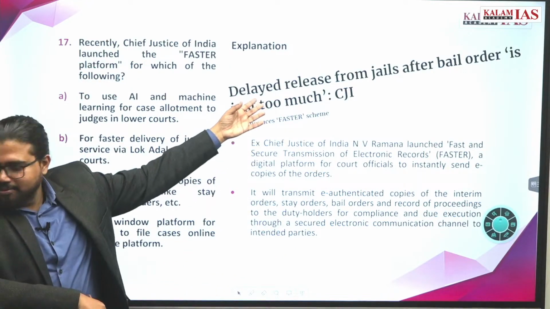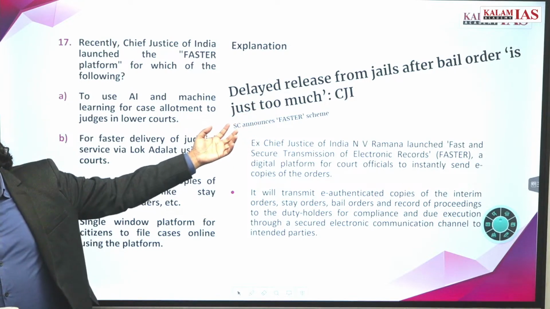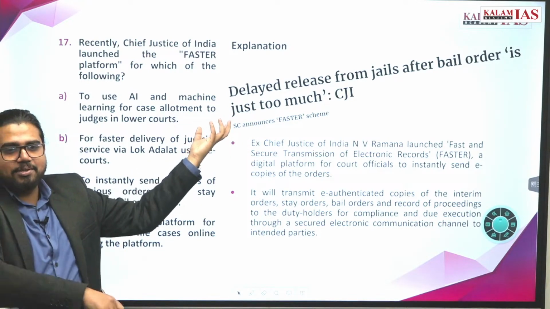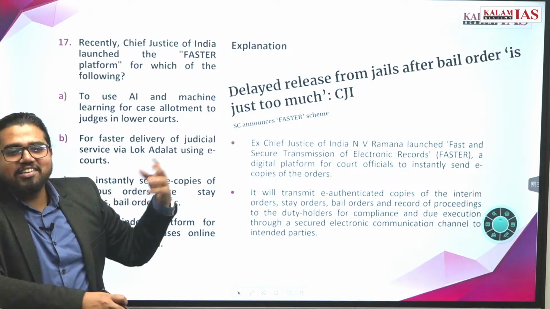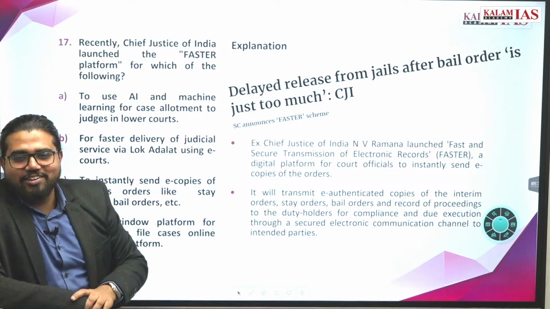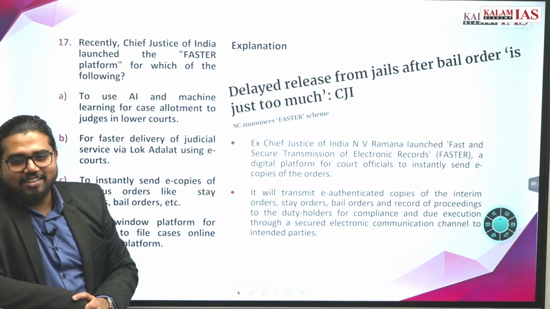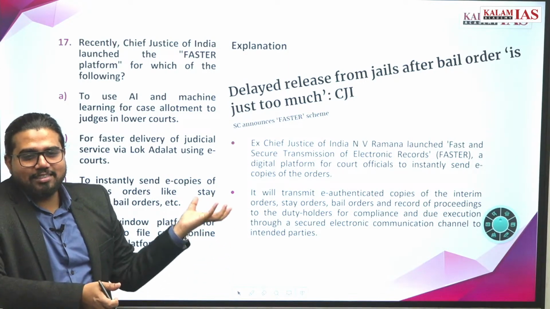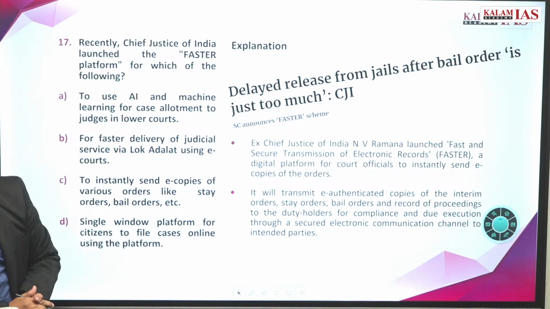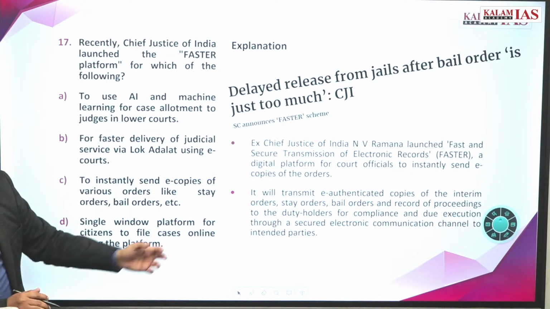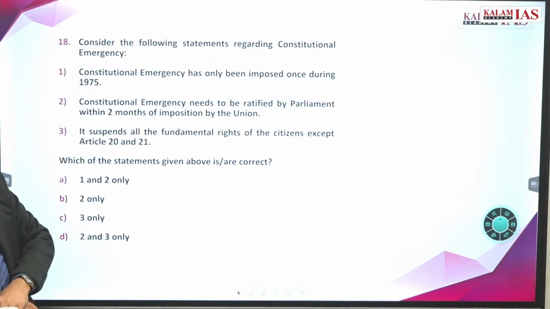If you have read this news, then it becomes very easy to connect with it. If you don't read this news, then we have to connect with whatever Lakshmikant knowledge we have left. Okay, go through newspapers, that is the very basic takeaway for these kinds of questions. Next question. Yeah, you can start the poll.